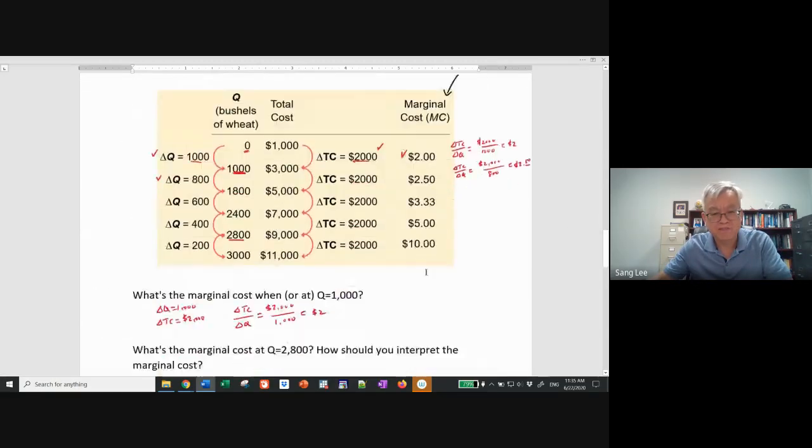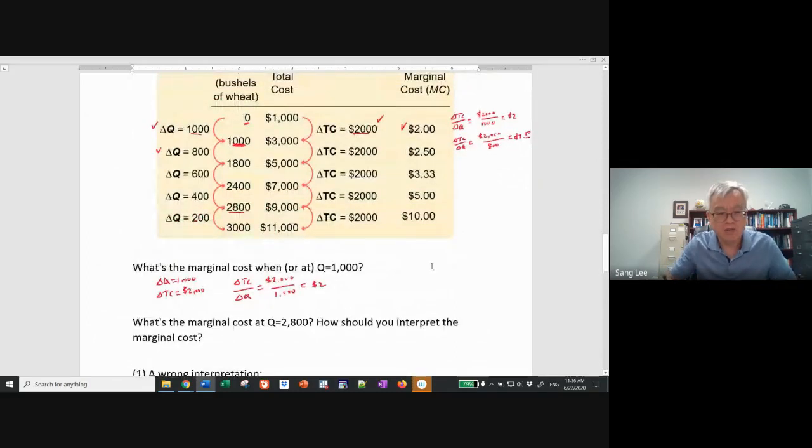So let's go back here. When you produce 2,800 units, first you need to figure out the change in quantity. Marginal cost is all about a change in total cost over a change in quantity. So to figure out the change, you have to go back to the previous output level. Before you produce 2,800 units, what was the previous output level? 2,400, right? So the difference here is 400. So change in quantity is 400.